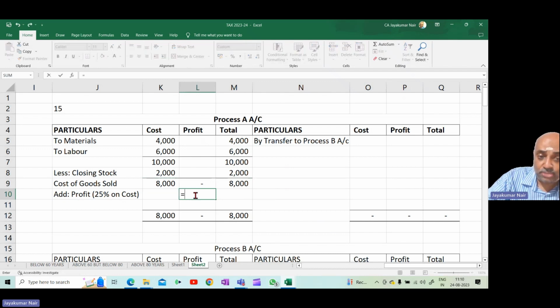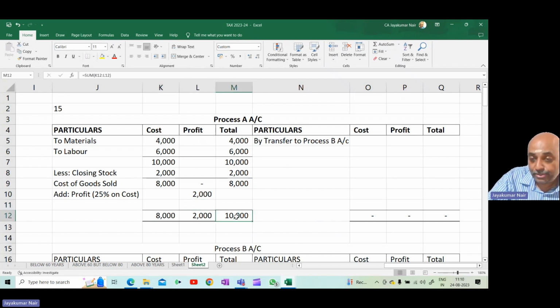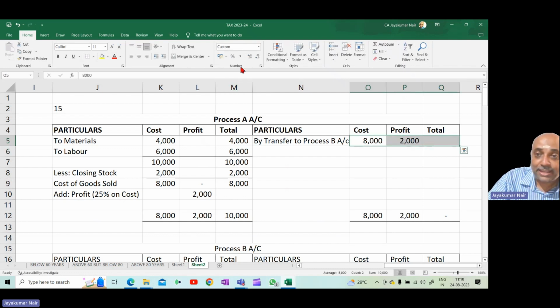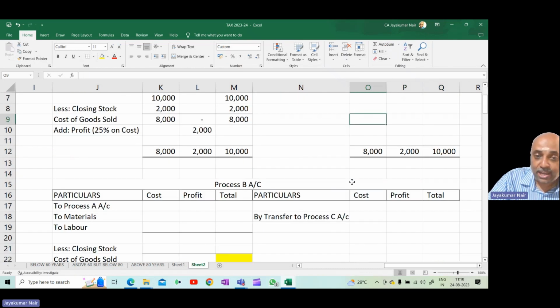But you will be transferring it at a loaded price. And what is the loading? They say 20% on transfer price, which is nothing but 25% on cost. We have already computed how 25% on cost. So 8,000 into 25%, this will be added. So what is the value of goods which is transferred? Cost to the company is 8,000. Profit included in this particular process is 2,000. So transfer price is 10,000. So with this, the process A account is done.